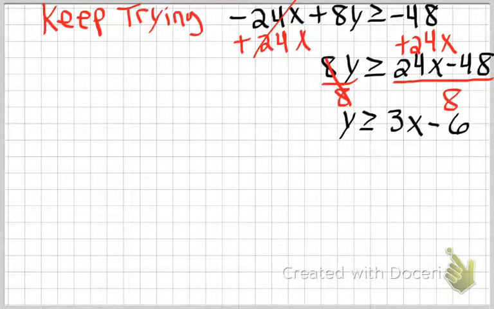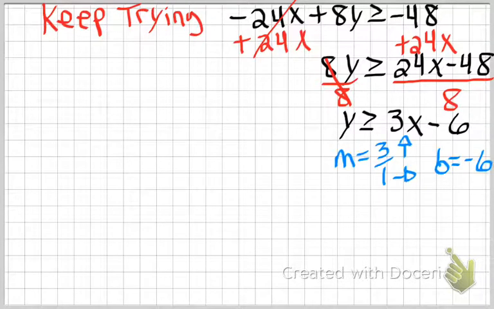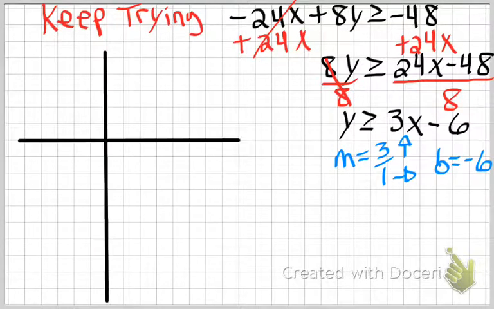Alright, so now that you've got y by itself, go ahead and identify the slope and the y-intercept. Throw down your x and y axis and go ahead and put those dots in place. If you need to, hit pause for a moment. Graph the y-intercept of negative 6: 1, 2, 3, 4, 5, 6. So that's y-intercept negative 6.